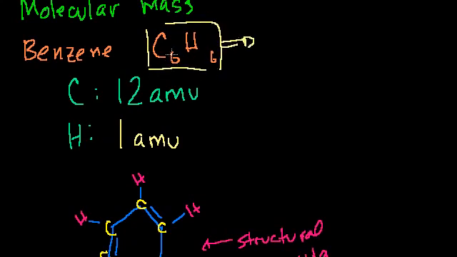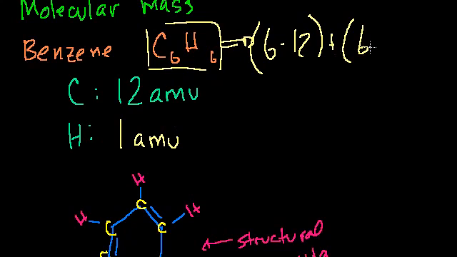Well, it's 6 times the carbon mass, so 6 times 12, plus 6 times the mass of hydrogen, plus 6 times 1. So 6 times 12 is 72, plus 6 times 1, which is 6, is equal to 78.